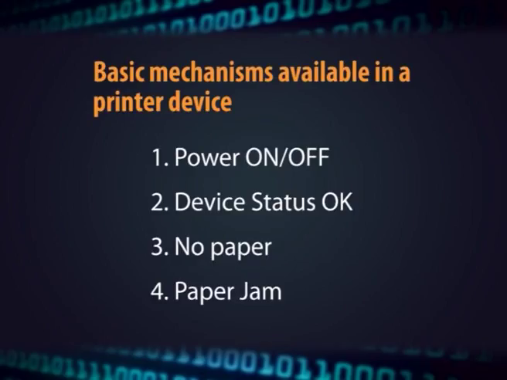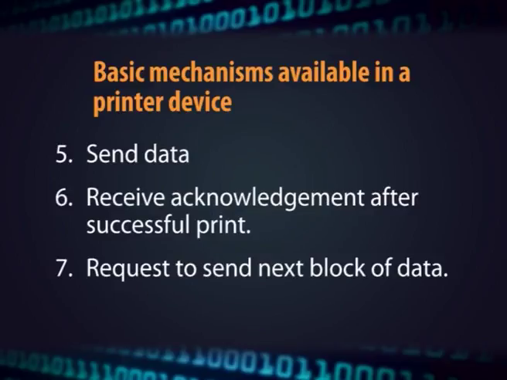For example, the mechanism to check in a printer device could be power on/off. Second, whether the device status is okay or not. The third thing to check in a printer device is whether the paper is there or not. Fourth is to check whether there is any paper jam. Fifth is to check if it is able to send data. Next is whether it is able to receive acknowledgement after successful print. The seventh is the request to send the next block of data. These are the basic mechanisms available in a printer device.